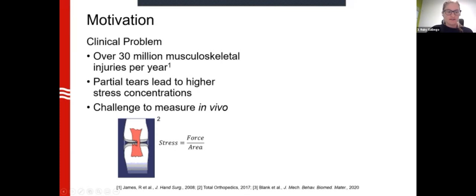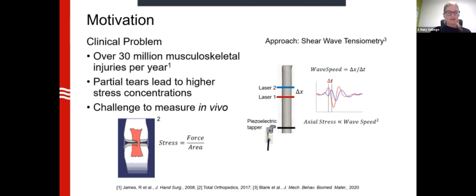So every year in the United States, there are over 30 million injuries involving tendons and ligaments, and many of these involve partial tears, where the decreased cross-sectional area of the remaining tendon leads to higher stress concentrations. However, these mechanical changes are difficult to measure in vivo, safely isolating just the tendon to get accurate measurements. So in our lab, we've recently developed shear wave tensiometry as a way to non-invasively measure tendon shear wave speeds.